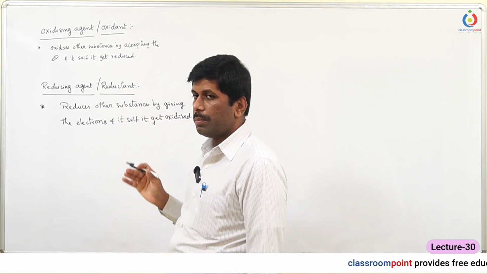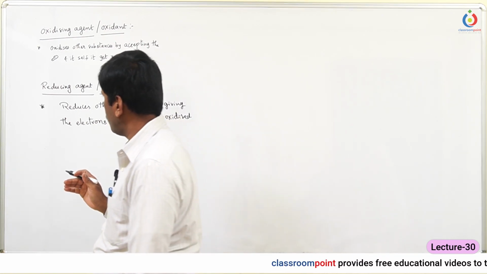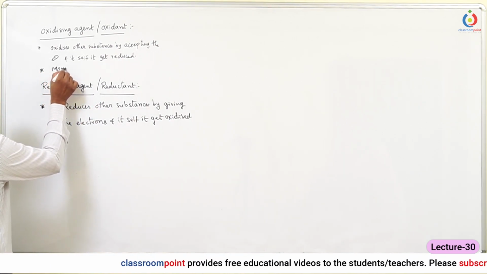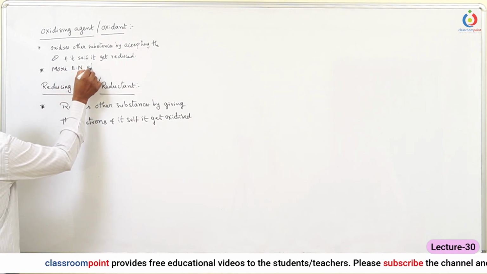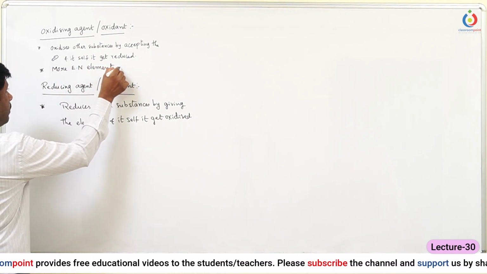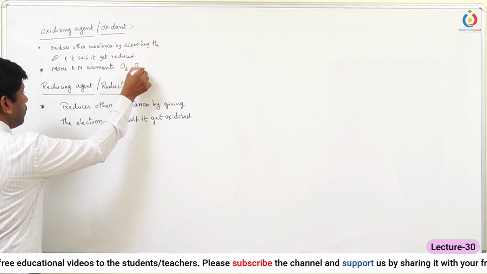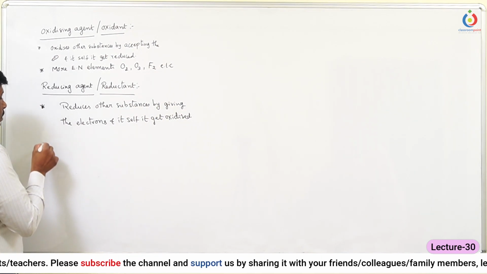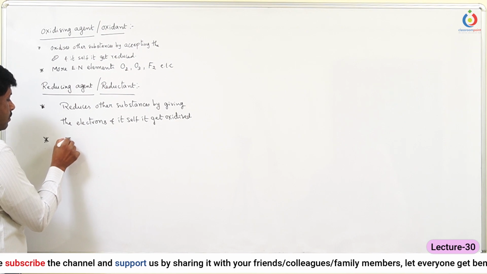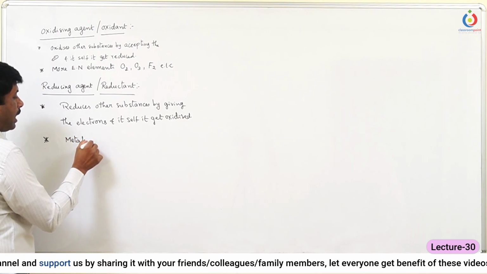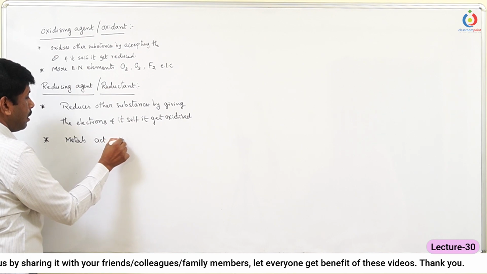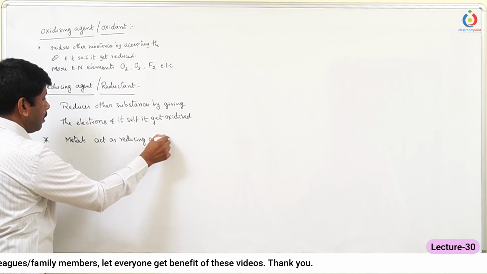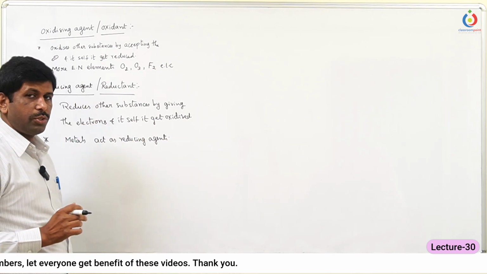And let us see what are the examples for the oxidizing agent as well as the reducing agent. Usually, more electronegative elements like oxygen and its compound ozone, fluorine, etc. act as oxidizing agents. Similarly, metals usually act as reducing agents. Let us take some examples to understand these two definitions.